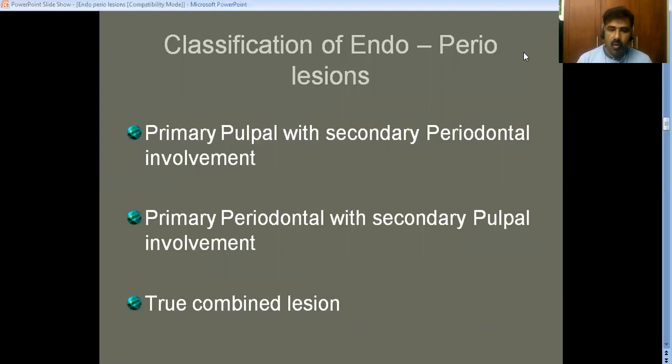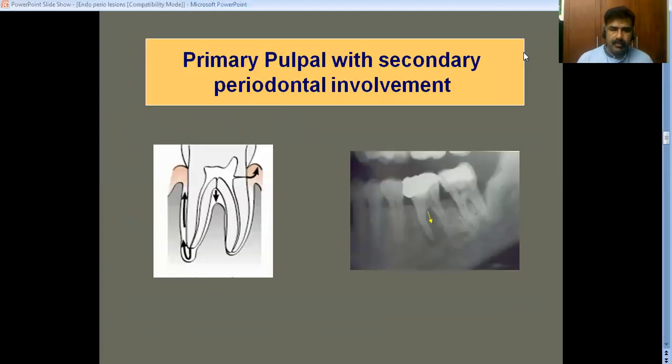Then you have a true combined lesion, where you have a periodontal pocket and simultaneously a pulpal lesion, and they come and join together. That is a true combined lesion, or they may serve as separate entities also.